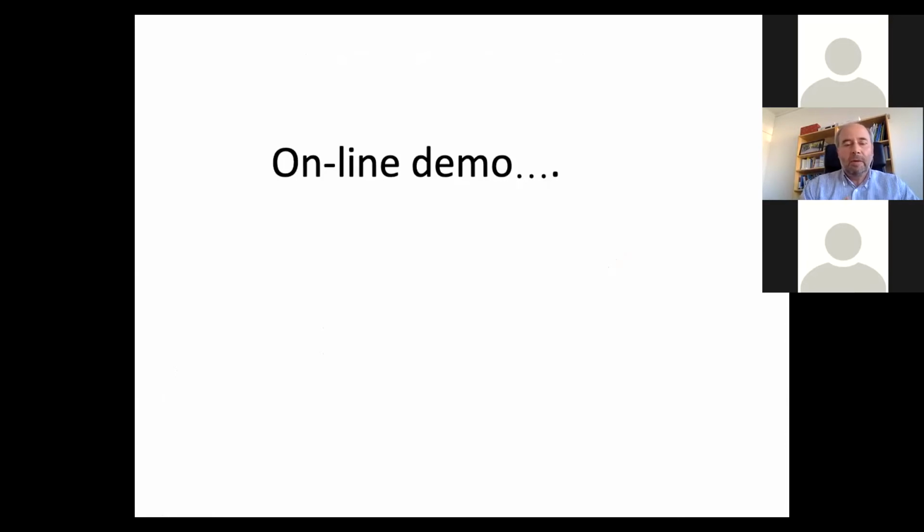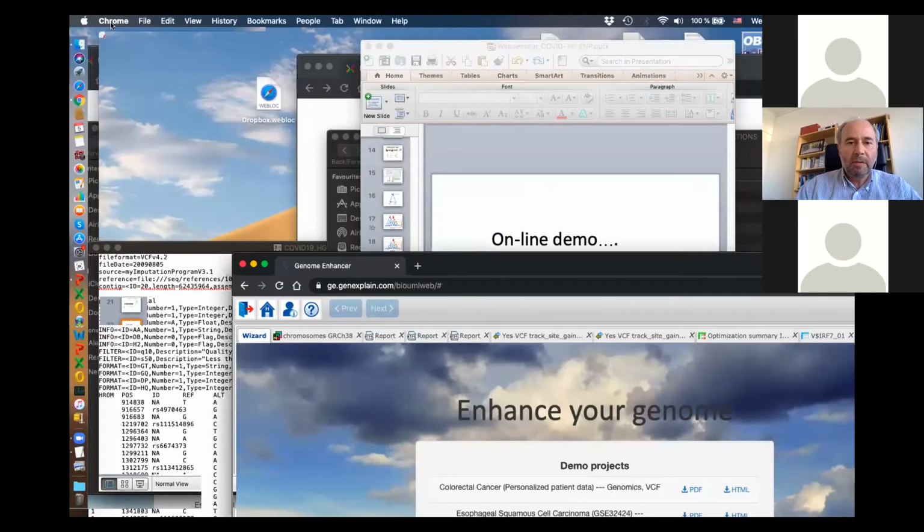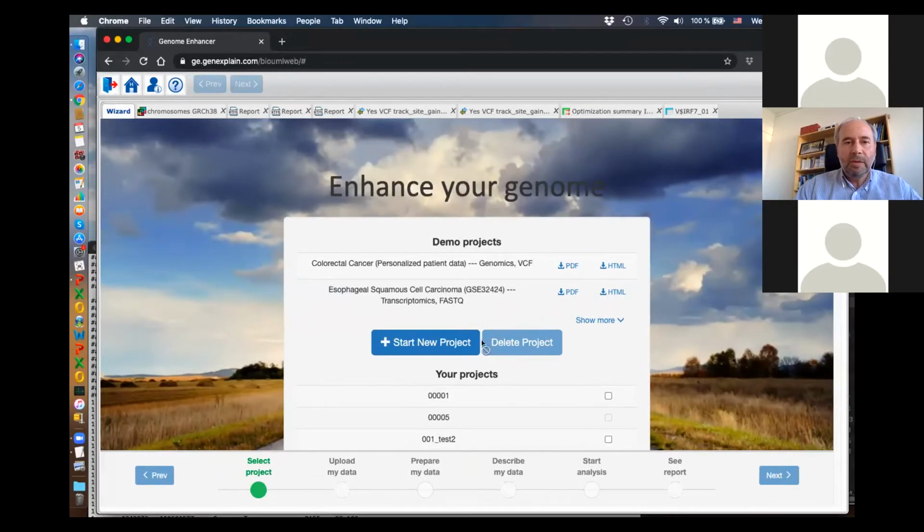Okay, so now we are going for the demo. Let me now change to our tool. Today we are going to use the tool called Genome Enhancer. It's one of our tools which was just recently developed, and it can analyze many omics data. I already demonstrated how to analyze gene expression data from COVID and other diseases, and today I'm focusing, as I said, on genome-wide association data, on SNP data.